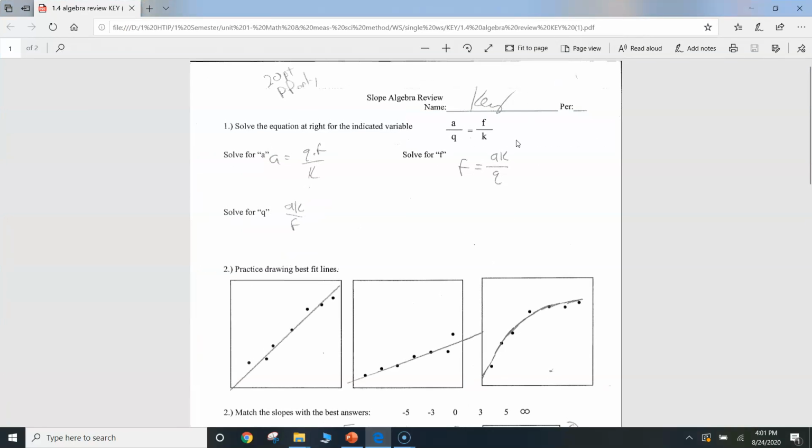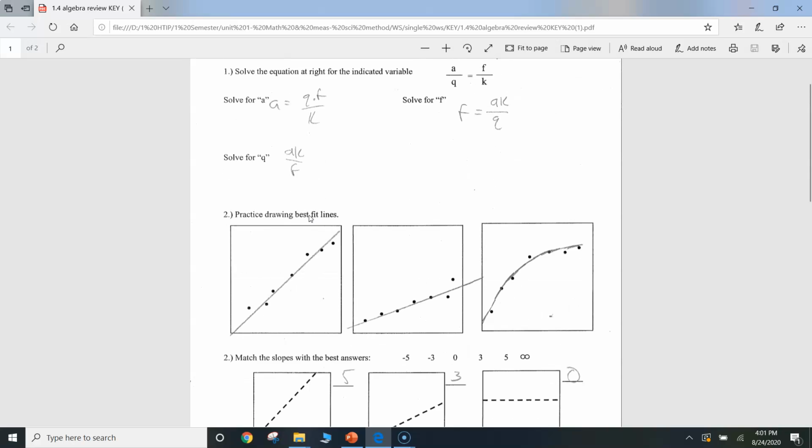Hello, so let's go over 1.4, the first two sides here. Solving for A, you should have gotten A equals QF over K, or FQ over K. That's fine as well. Looking for F, you should have had AK over Q or KA over Q. And then the tougher one, solving for Q, you should have cross multiplied to get this answer. You should have gotten AK over F or KA over F.